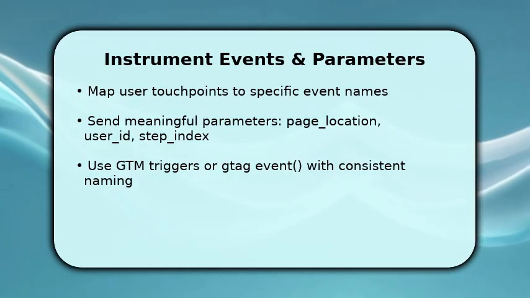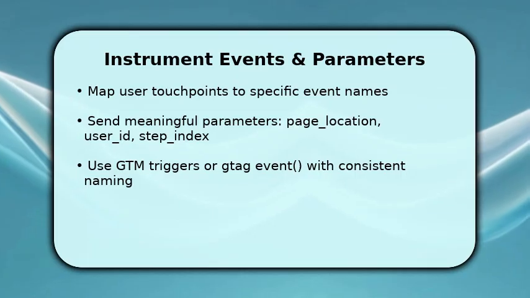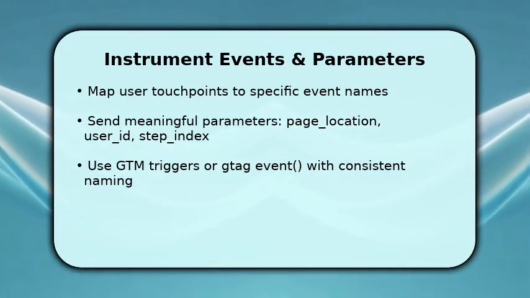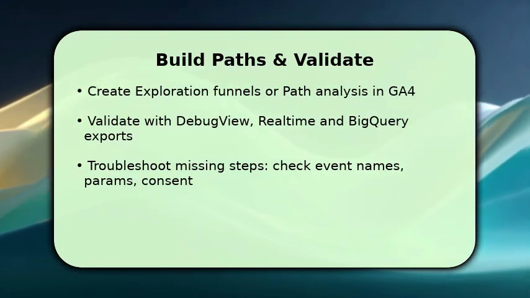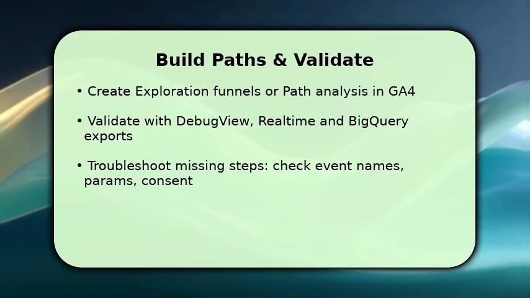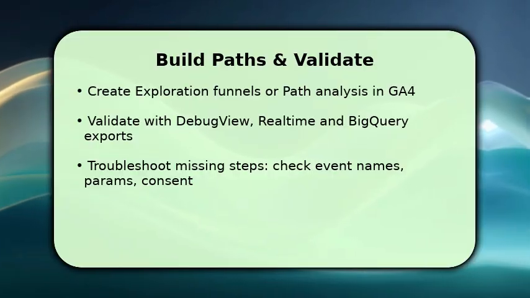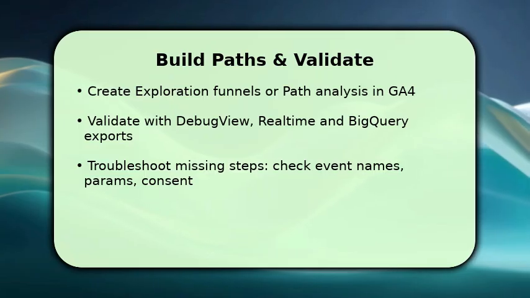Make sure parameters arrive intact and that user ID or client ID persists across pages so you can assemble a continuous journey. You finish by building the analysis. Open Explorations, create a funnel or path analysis using the events and step index you instrumented. Once built, validate results across DebugView, real-time reports, and if needed, BigQuery exports for raw joins.